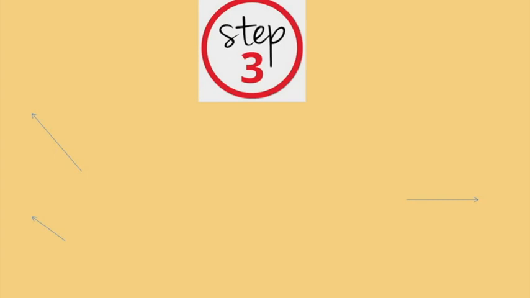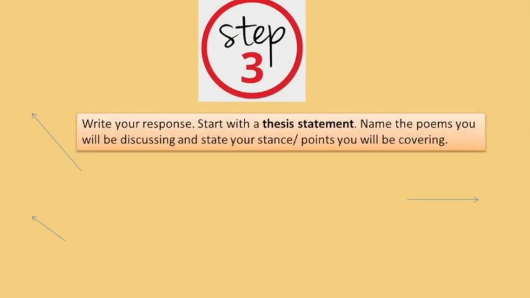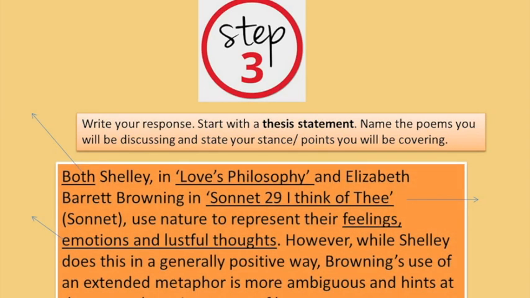So I've got my plan. I know what I'm going to write about. I've shaped my ideas in my head. Now I'm going to write my response. So start with a thesis statement. Name the poems you'll be discussing and state your stance, your points that you will be covering. Remember, an English literature essay is an argument, okay? So you're setting up your argument. You're telling the examiners, this is what I'm going to be writing about.